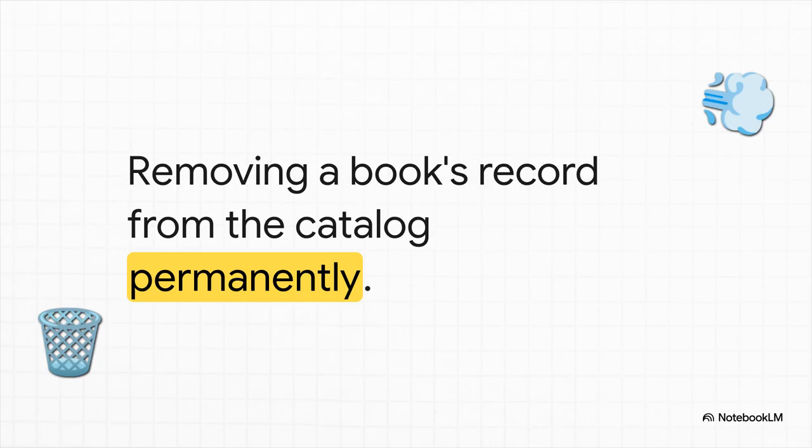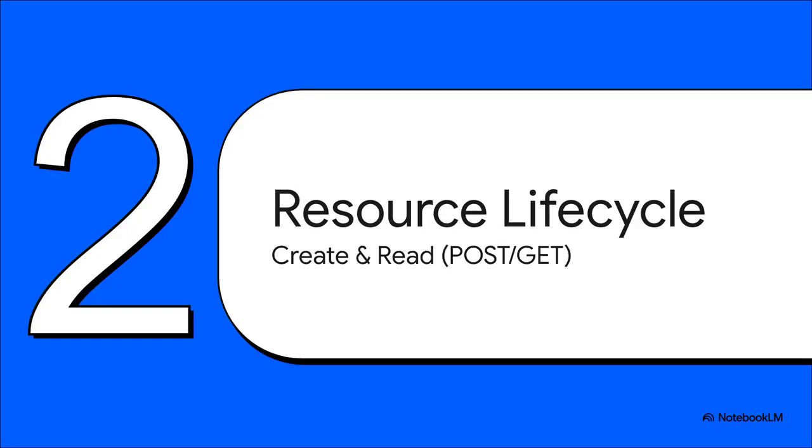And finally, when a book gets retired, you take its record out of the catalog for good. It's gone. That's the delete operation, and you guessed it, it's done with a DELETE request. See? Create, read, update, delete. Simple as that. Okay, analogy time is over.